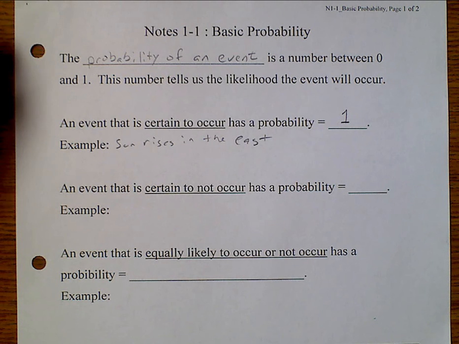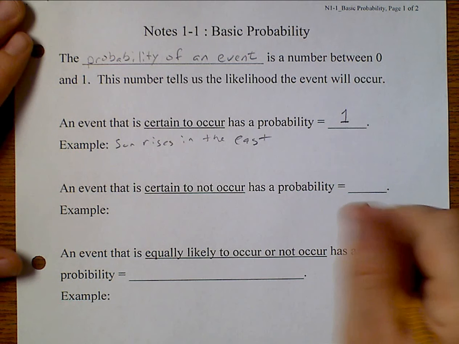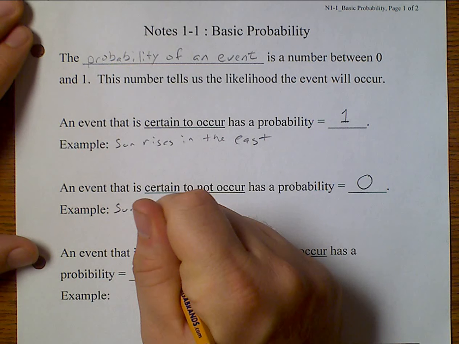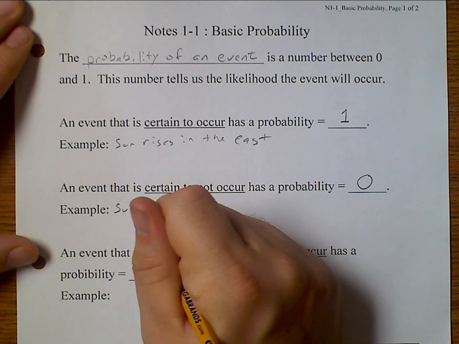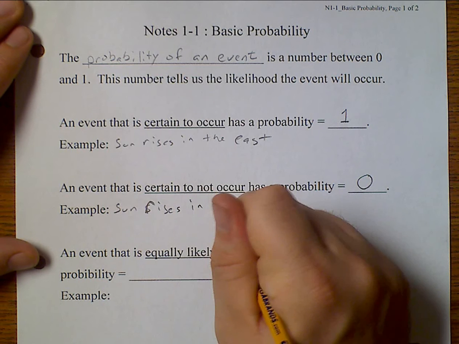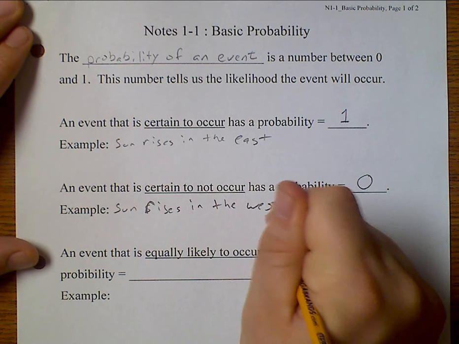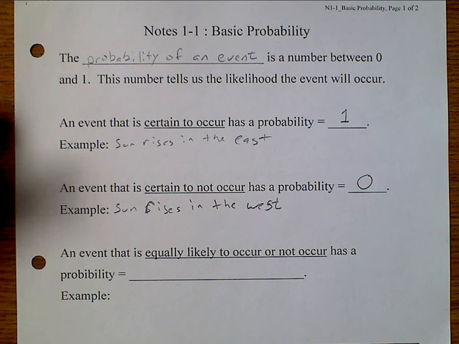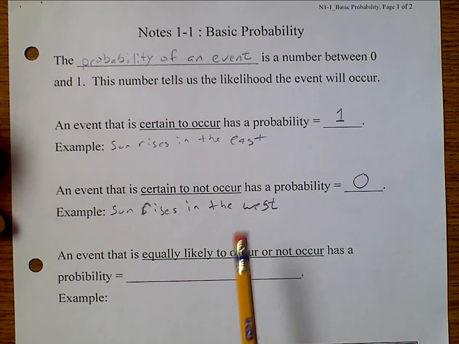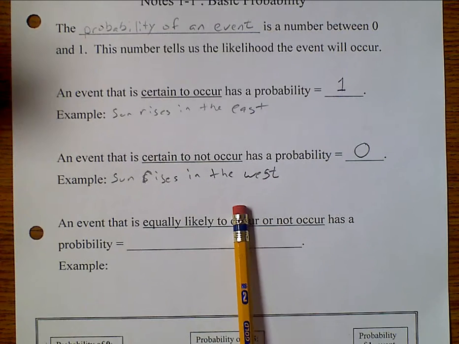An event that is certain to not occur has a probability of 0. For instance, the sun rises in the west. Okay, the sun's never going to rise in the west. It's always going to rise in the east and set in the west. Go ahead and come up with your own, something that's always going to happen, and something that is never going to happen.